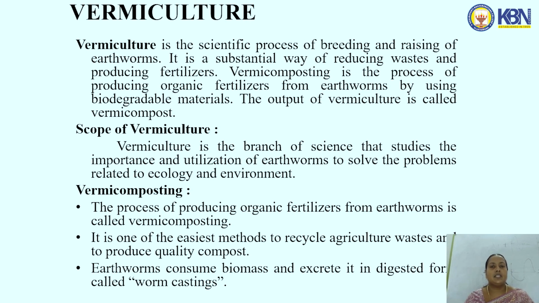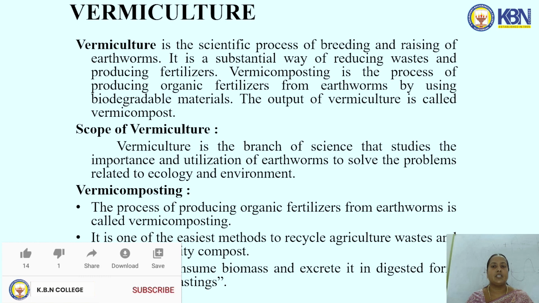Vermiculture. Vermiculture is the scientific process of breeding and raising of earthworms. It is a sustainable way of reducing waste and producing fertilizers. Vermicomposting is the process of producing organic fertilizers from earthworms by using biodegradable materials. The output of vermiculture is called vermicompost. Scope of vermiculture: vermiculture is the branch of science that studies the importance and utilization of earthworms to solve problems related to ecology and environment.